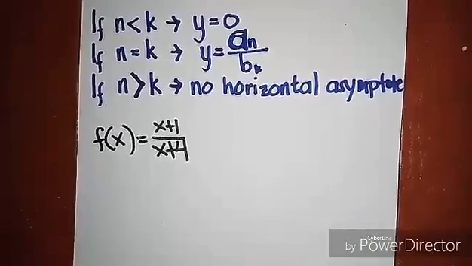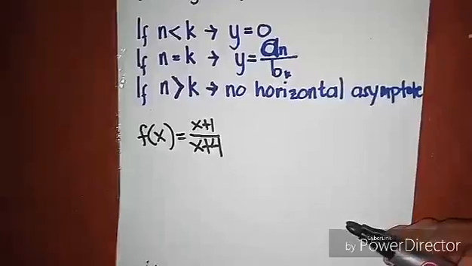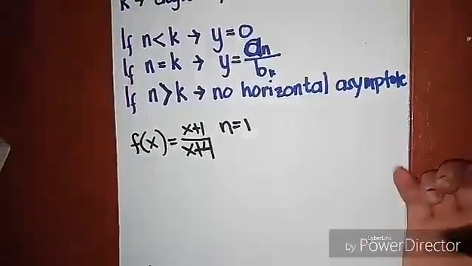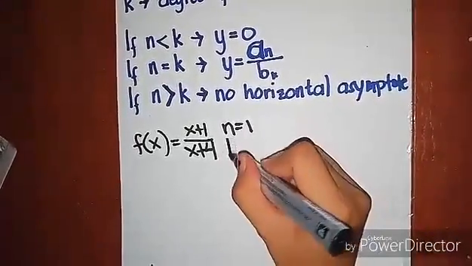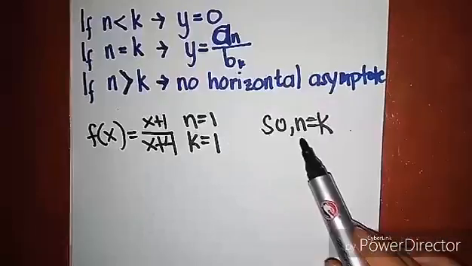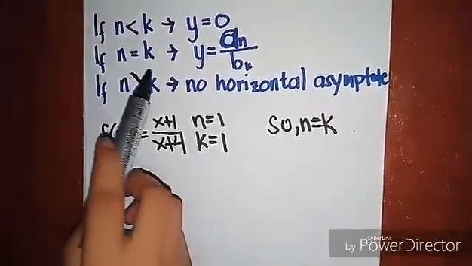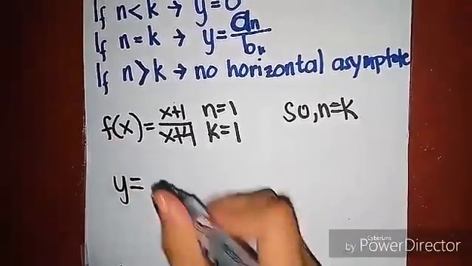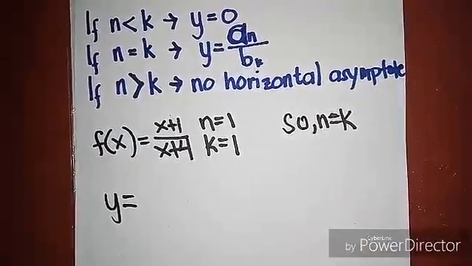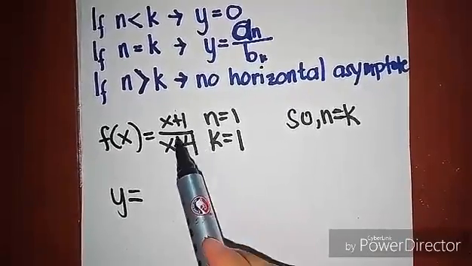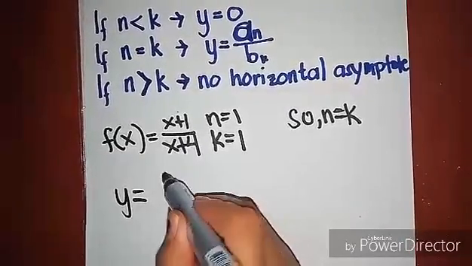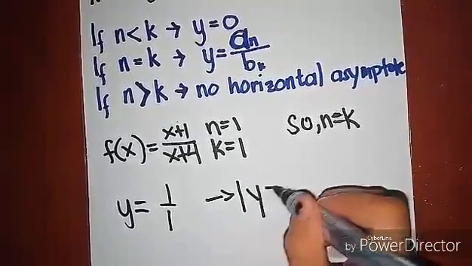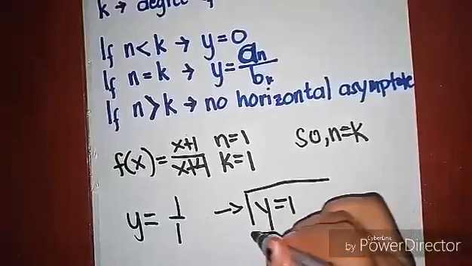f of x equals x plus 1 over x plus 4. So the degree of the numerator here is 1, and the degree of the denominator here is 1. n equals k. So this is the condition that we will use. y equals a over b. The leading coefficient here is 1, and also here, the leading coefficient is 1. So 1 over 1, or y equals 1. So this is the horizontal asymptote.